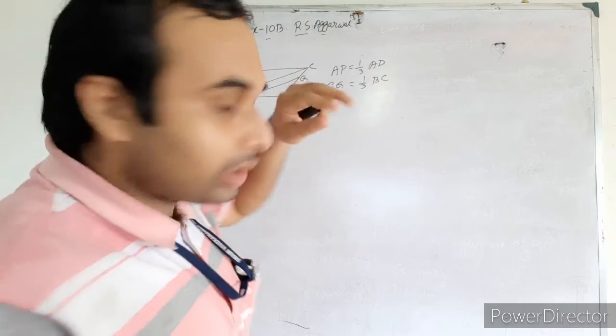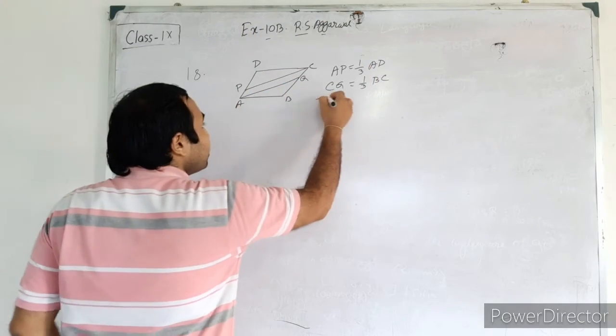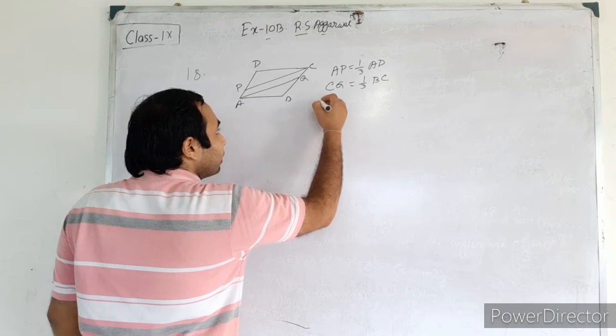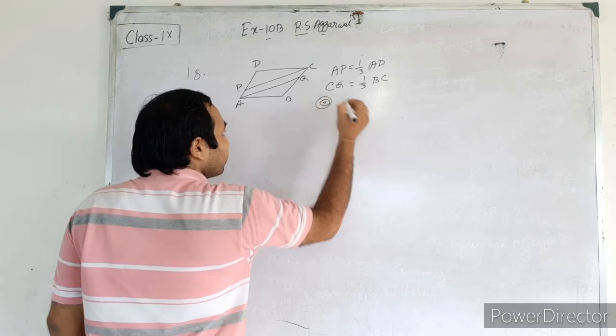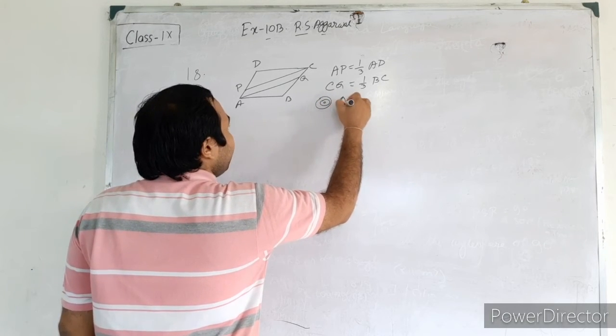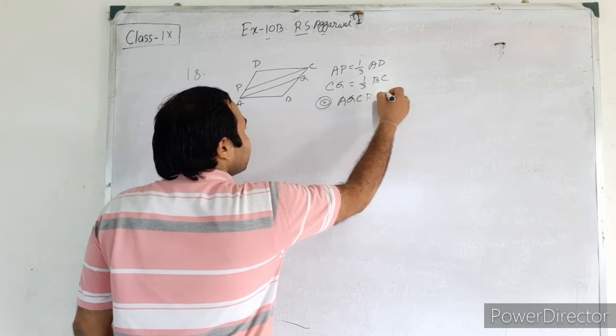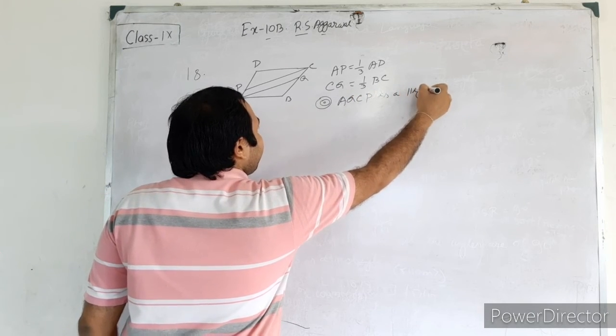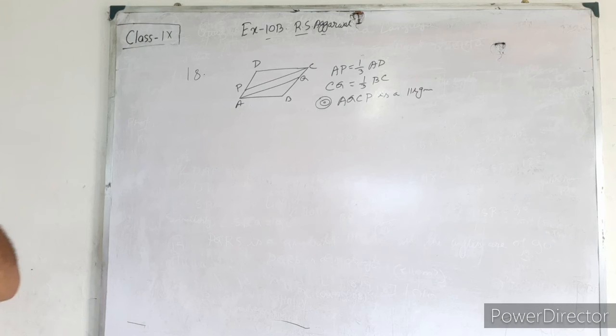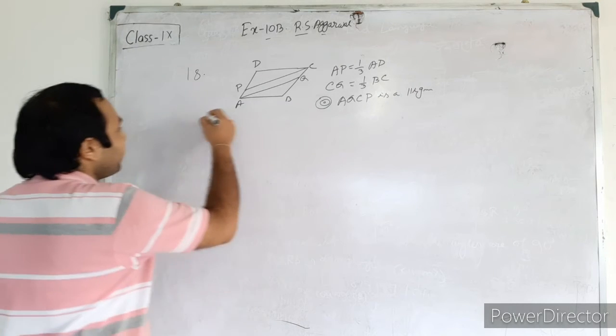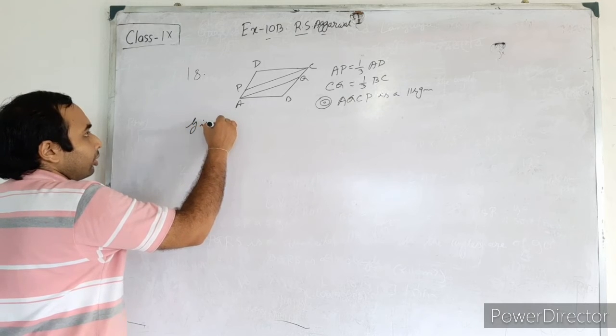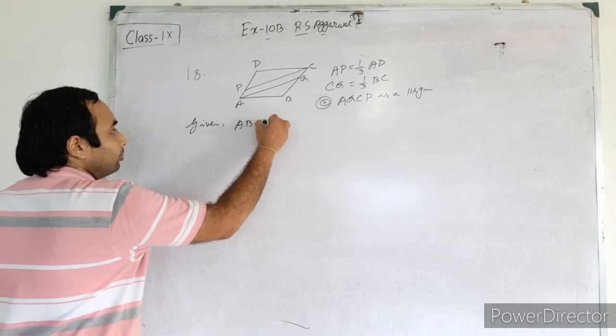I think I am right. Yes, AQCP is a parallelogram. Your target is the bullseye. The target is AQCP is a parallelogram. You have to prove this one. So it is given ABCD is a parallelogram.